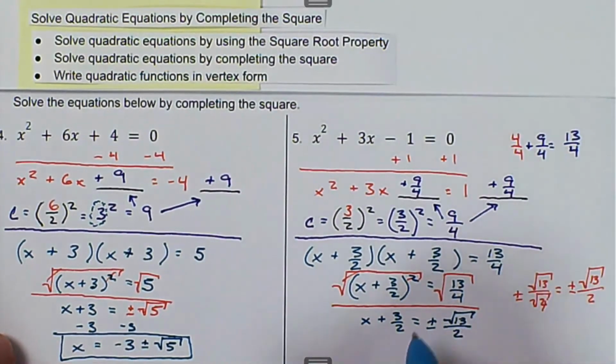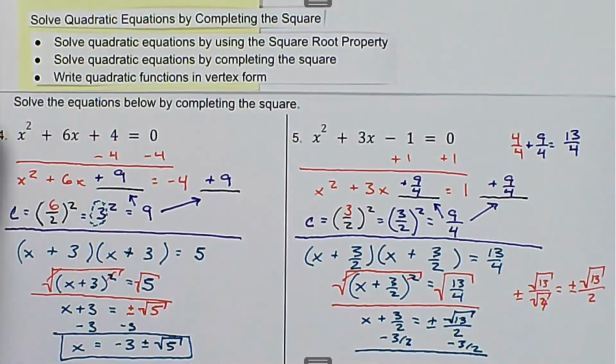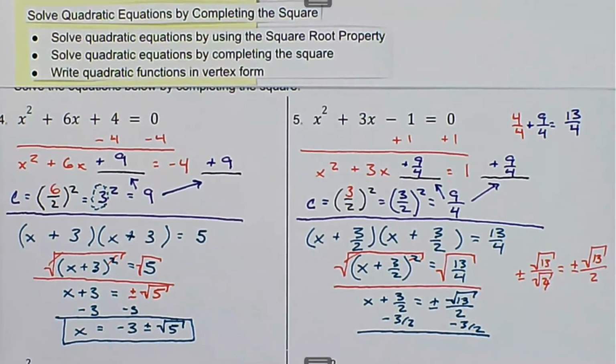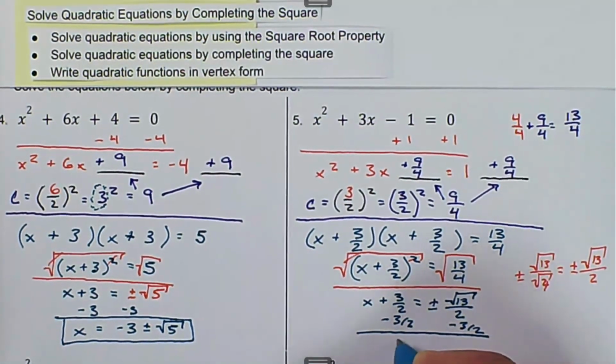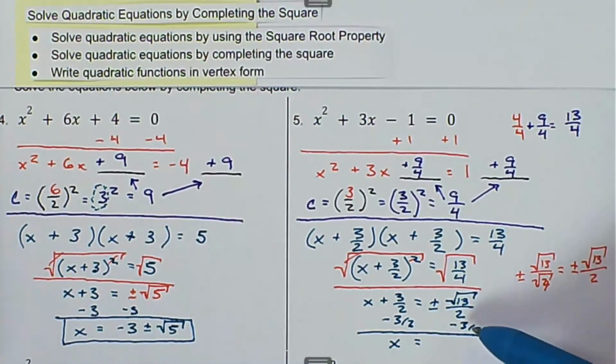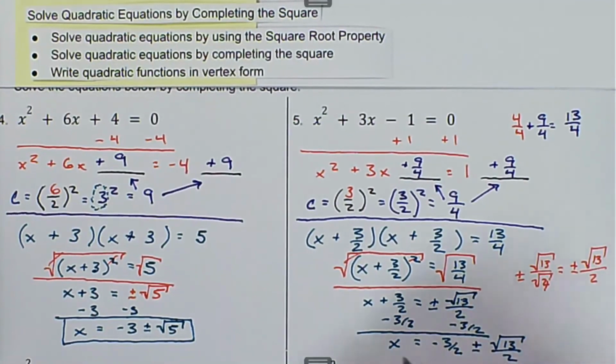In order to get x by itself here, we subtract 3 over 2 on both sides. The 3 over 2's on the left side cancel each other out. So we're just left with x. But we cannot combine this radical with this fraction. So we just have to leave it as negative 3 over 2 plus or minus the square root of 13 over 2. And that is our exact answer. We can't do any further simplification other than that.